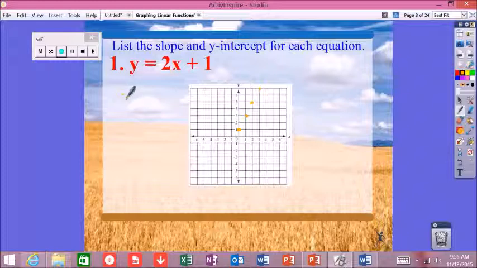instead of rising 2 over 1, I'm going to drop 2 and run to the left 1 because a negative 2 divided by a negative 1 is a positive 2. So I'm just changing directions. I'm going to drop 2, run 1. Drop 2, run 1.